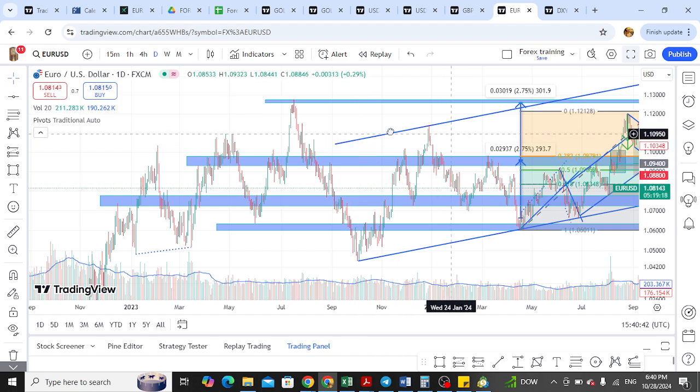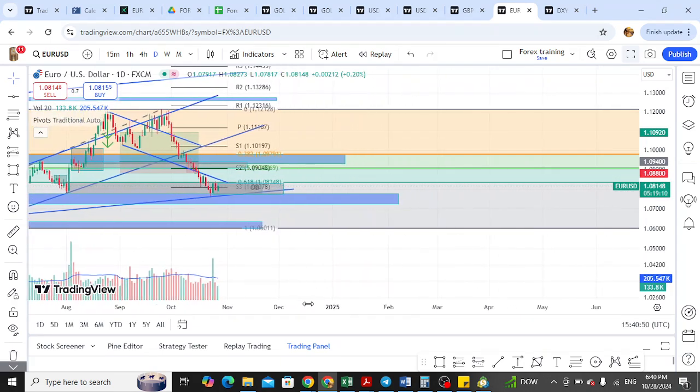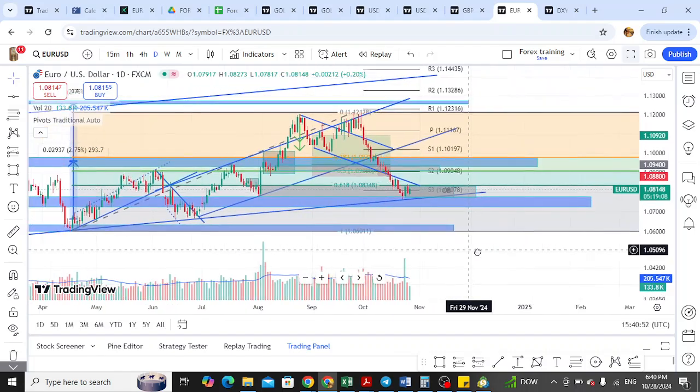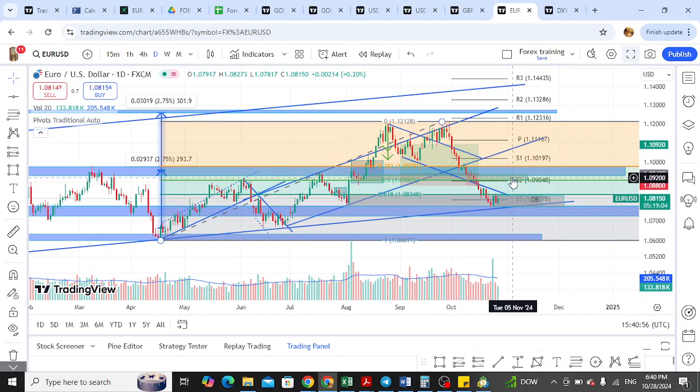So, other than this support area, which it bounced off into the volume area, there are no support and resistance areas in the region that I need to take into consideration. So finished with the supply and demand, finished with the volume, the support and resistance. Now we move into the Fibonacci retracement.